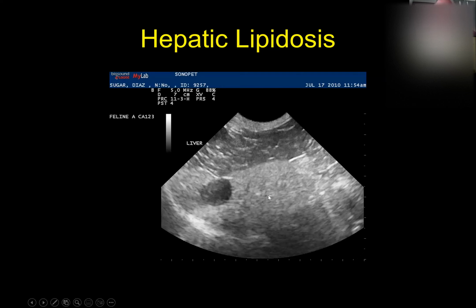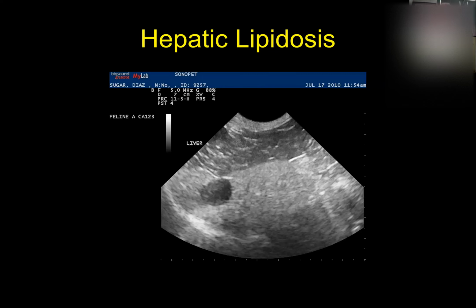So what do I look for in a cat with hepatic lipidosis? Sonographically, the liver basically looks diffusely hyperechoic. The intrahepatic vessels aren't as obvious. They're not as well defined. Typically in cats that have hepatic lipidosis, their liver will be normal in size to maybe just slightly enlarged. It's not really big at all. So slightly enlarged to normal in size, diffusely hyperechoic liver. That's typical of a cat with hepatic lipidosis.